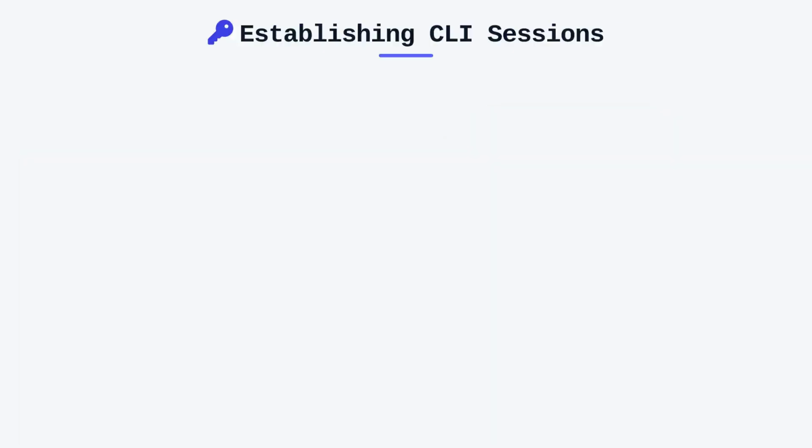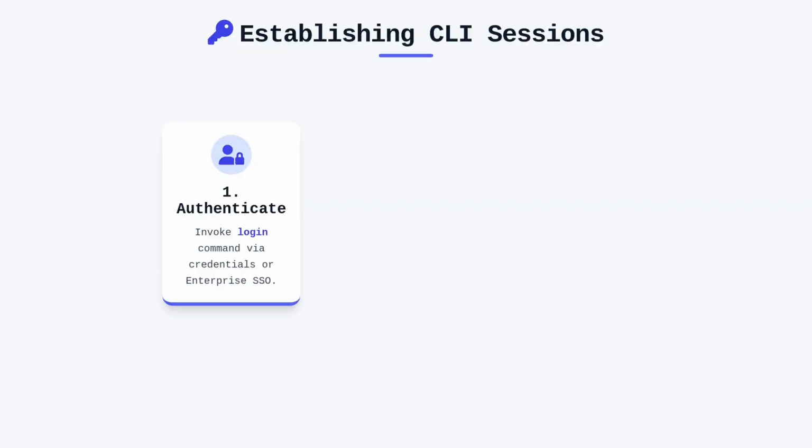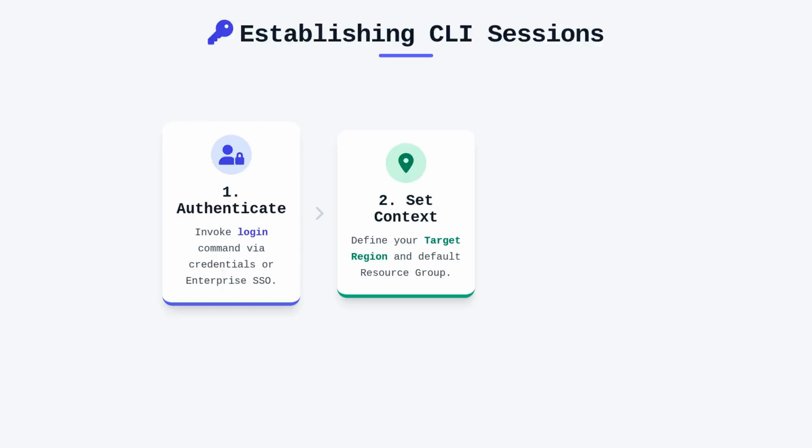Before you can issue commands, you must establish an authenticated session with the platform. You typically begin by invoking a login command, which prompts you for your credentials or supports single sign-on mechanisms for enterprise users. Once authenticated, the CLI needs to know where your resources live, requiring you to target a specific region and potentially set a resource group as your default context.